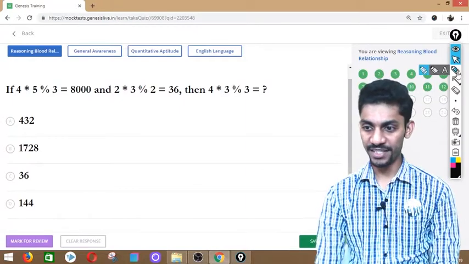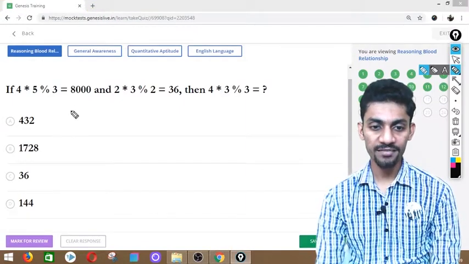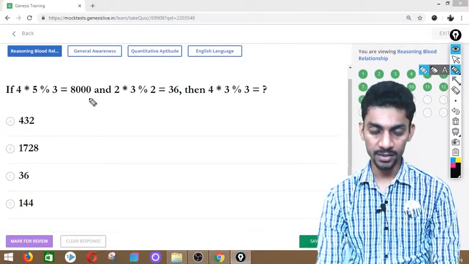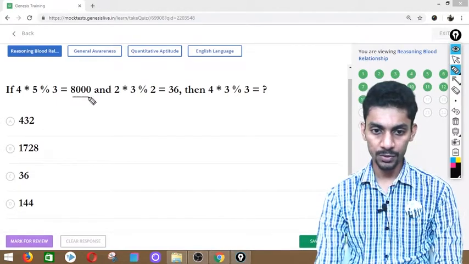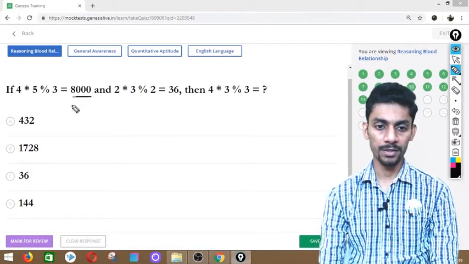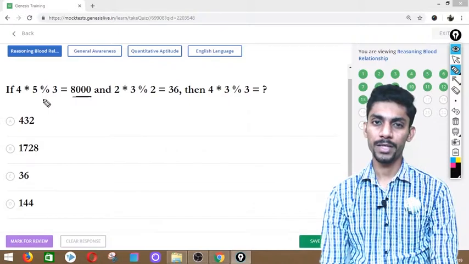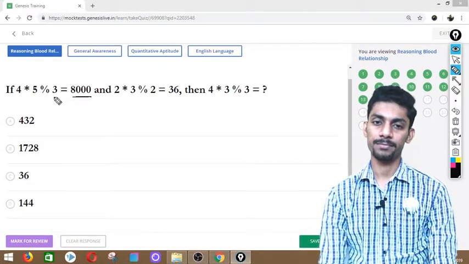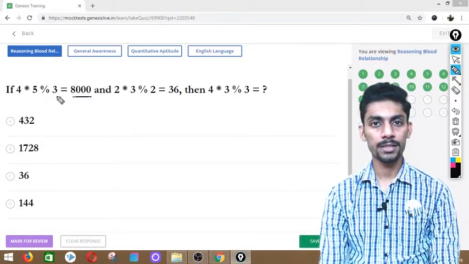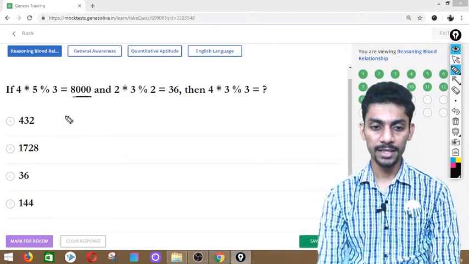Next one, question number 15 says 4 star 5 percentage 3 equal to 8,000. If the number is huge here, that means something to the power. So 4 into 5 is how much? 20. 20 into 3 is 60. 20 square is 400. So 20 cube is 8,000.